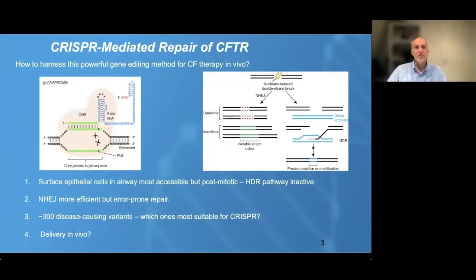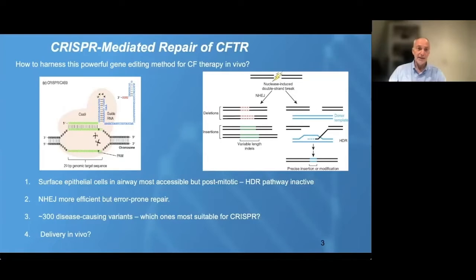So CRISPR has emerged in recent years as a potential therapeutic technique by using gene editing. And we're interested in how to harness this method as a therapy for cystic fibrosis. So just briefly to go over what CRISPR involves, it essentially comprises a nuclease, the Cas9 nuclease, and this is targeted to specific sites within the genome by a guide RNA component, which has homology for the targeted region.